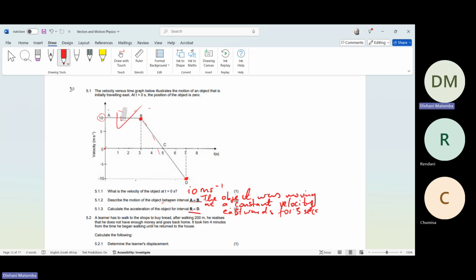Kumisa, what is the slope of that section? If you want to find the slope, you need to determine the coordinates. Kumisa, do you see any coordinate that you can pick on this section of the graph? Rendani, do you have any coordinates that you can see on this portion of the graph? That's what we are focusing on.